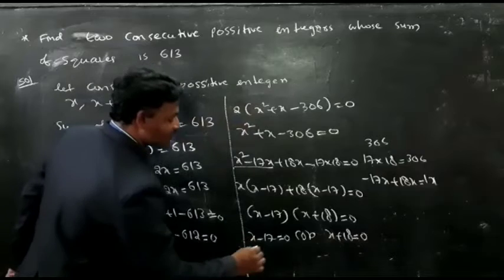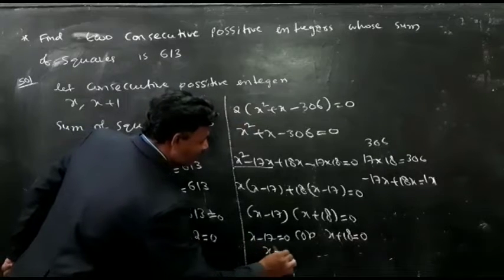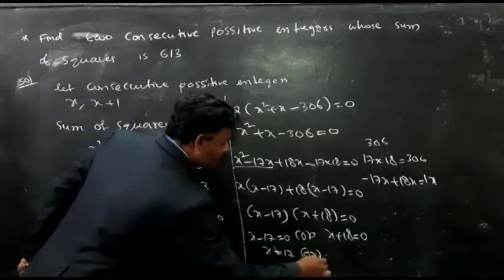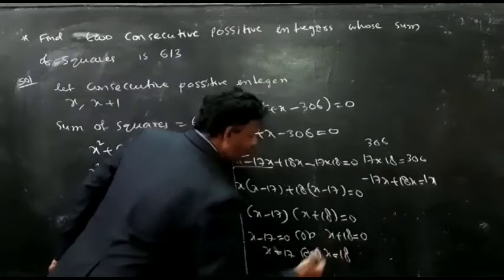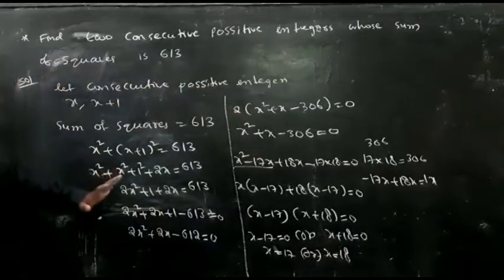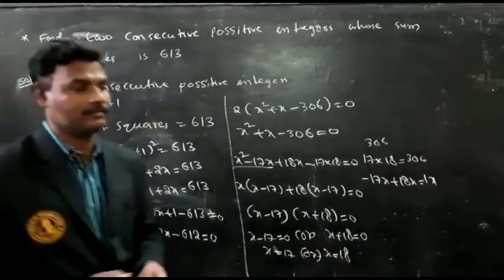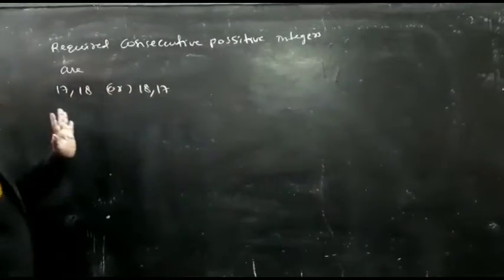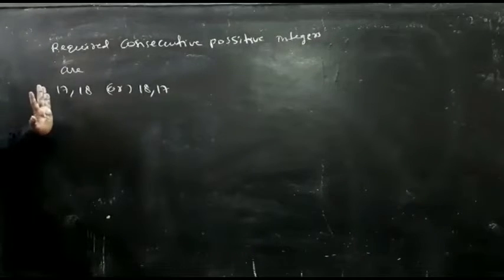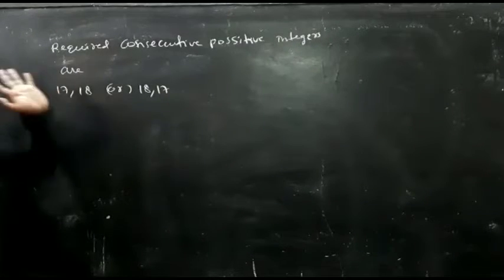So finally, what is the answer here? x is equal to 17 or x is equal to minus 18. The required consecutive positive integers are 17, 18.